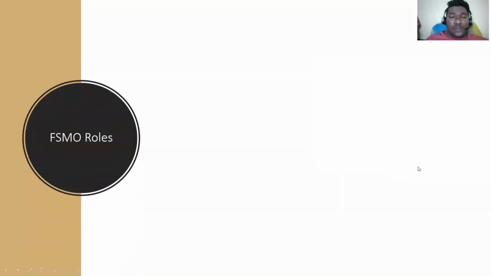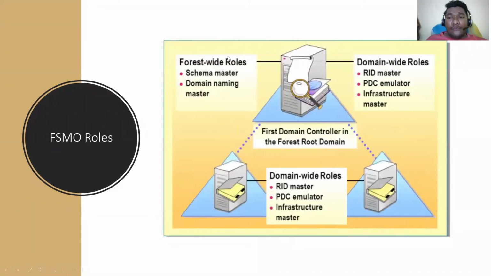Next, moving on to our next topic, which is what are FSMO roles. The full form of FSMO roles is flexible single master operations roles. We have two types: one is forest-wide roles and the other is domain-wide roles. In forest-wide roles, we have the schema master and domain naming master. And in domain-wide roles, we have the RID master, PDC emulator, and the infrastructure master.